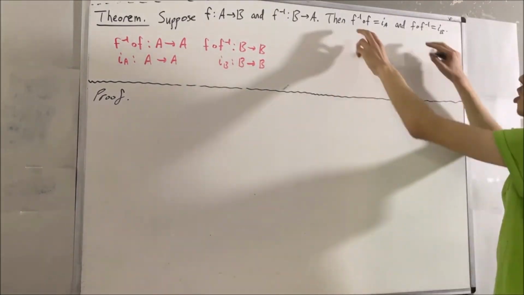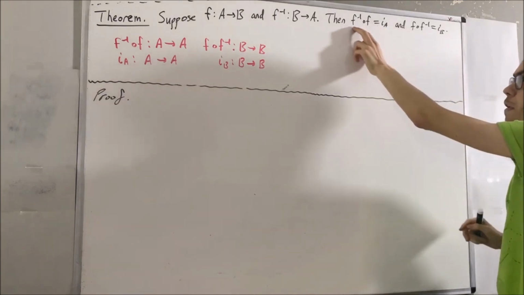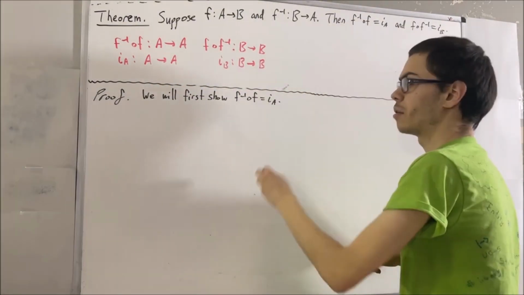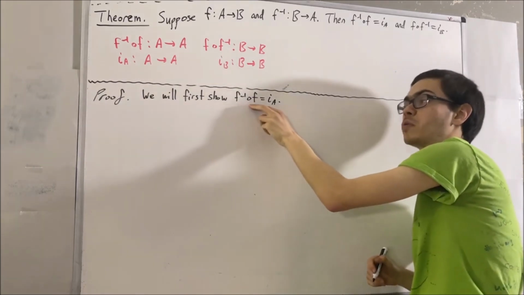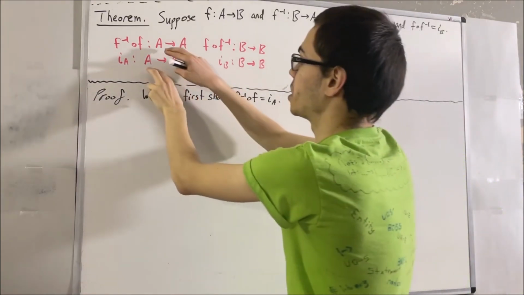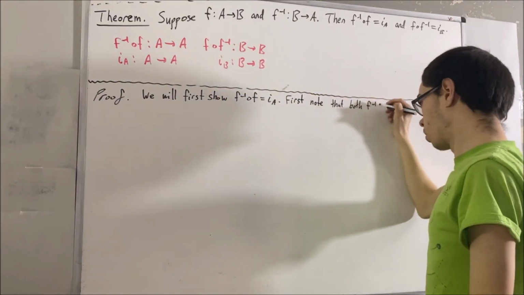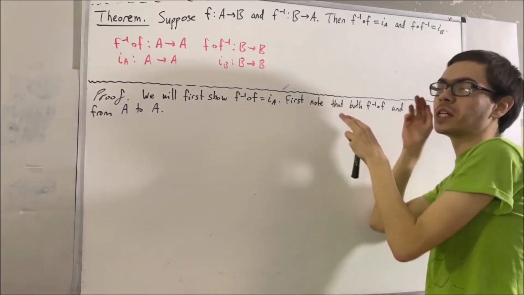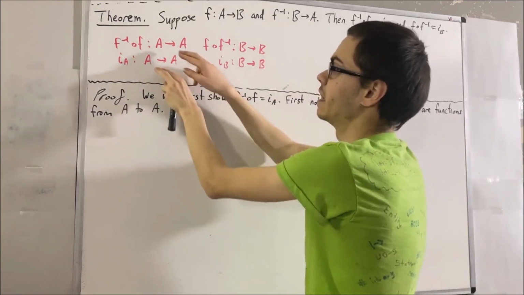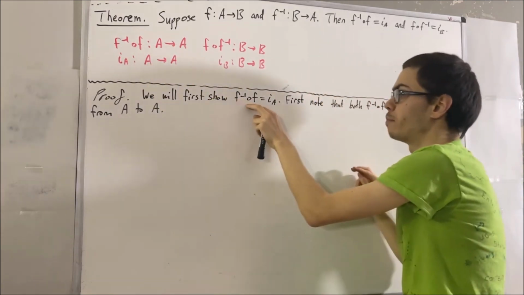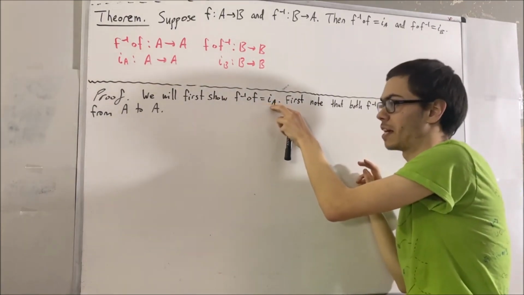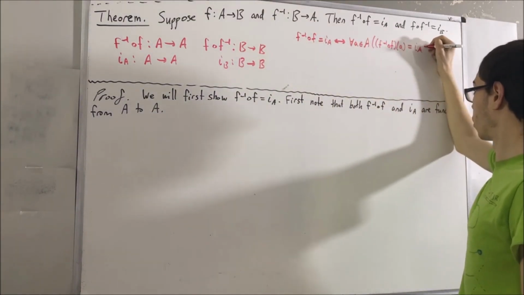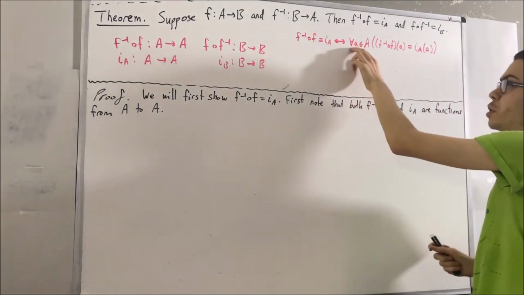Okay, so really, there are two things we want to prove. Let's first prove that f inverse compose f is equal to the identity relation on A. Now to start, I would first like to note that both f inverse compose f and the identity relation on A are functions from A to A. So really, to prove that they're equal, we can prove that for every element a in the set A, we have that f inverse compose f evaluated at a is equal to the identity relation on A evaluated at a.